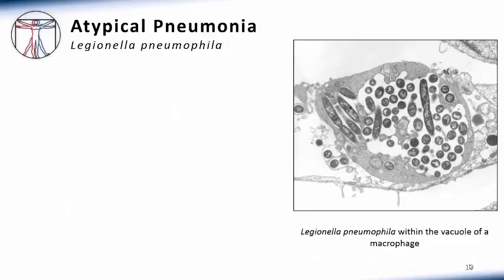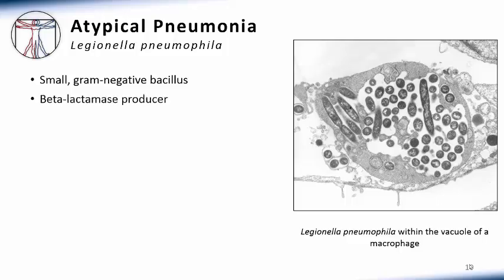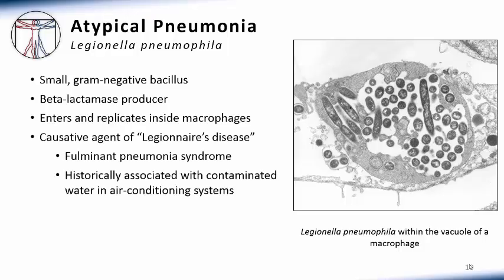The third atypical bacterial cause of a pneumonia syndrome is Legionella pneumophila. This is a small gram-negative bacillus that makes beta-lactamases, therefore it's resistant to this class of agents. And it can enter and replicate within macrophages. It's demonstrated on the right-hand side of the slide, where a macrophage is filled with Legionella pneumophila species. This organism is the causative agent of Legionnaire's disease, which historically was described as a fulminant pneumonia syndrome, often associated with contaminated water in air conditioning systems and hotels.